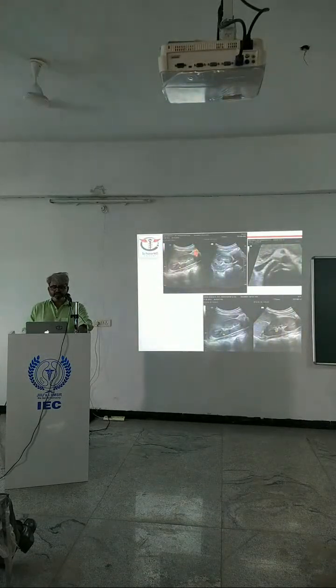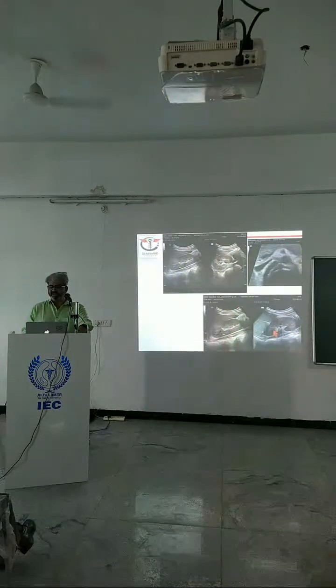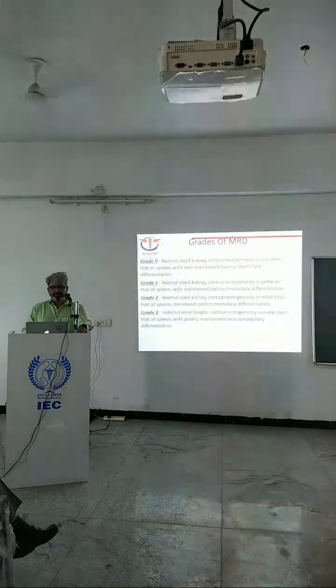And here you can see we take sections in long axis and short axis, we look for both renal artery origins. We compare the renal sizes and cortical echogenicity on the right side and left side, and it is mentioned in the report what the size of the right kidney and left kidney is, and a comparative statement of the echogenicity.